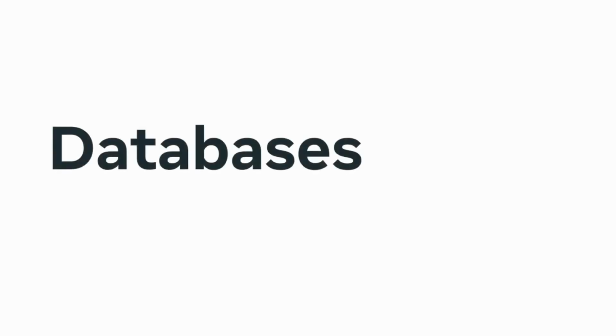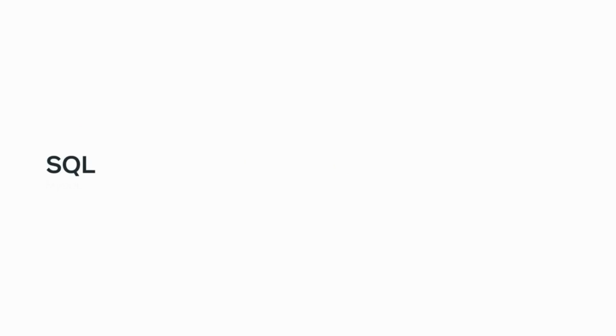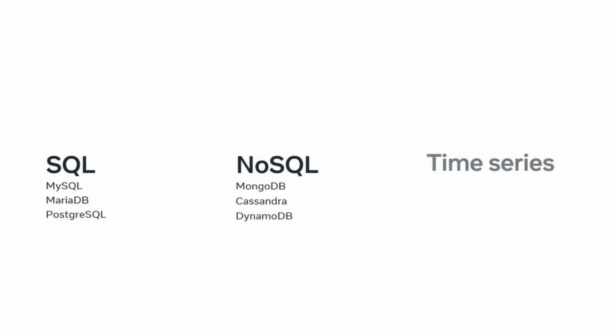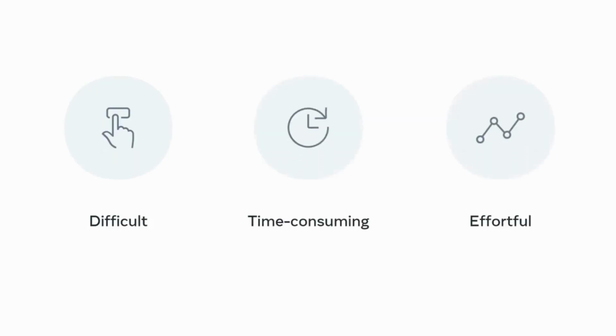Now let's move on to databases. Most public cloud providers offer SQL, NoSQL, or time series databases to store your application data. Examples of SQL are MySQL, MariaDB, and PostgreSQL. And examples of NoSQL are MongoDB, Cassandra, and DynamoDB. Whereas examples of time series are InfluxDB and Prometheus. Tuning a database can be tricky, and scaling it can be tedious and requires a lot of effort and careful supervision. With cloud computing, these issues disappear.